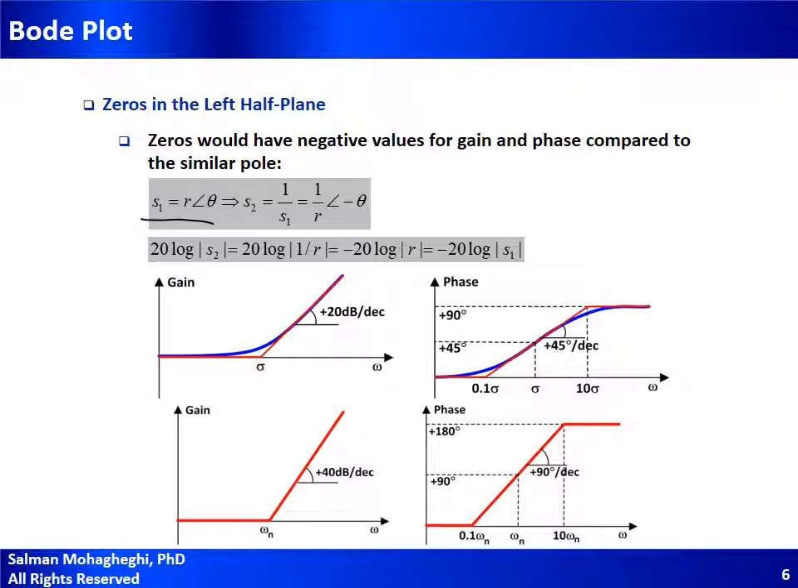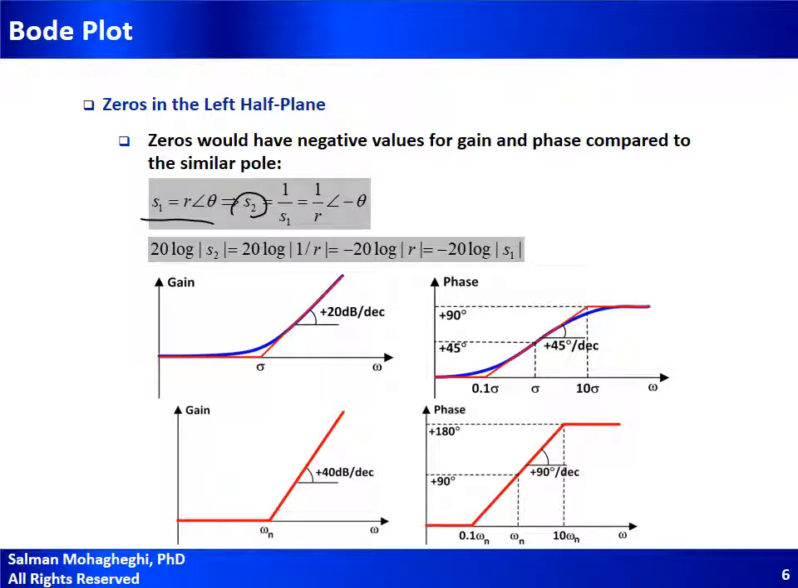Now, what would happen if this sigma would be a 0 and not a pole? If it would be a 0, that means instead of having a j omega plus sigma in the denominator, I would have a j omega plus sigma in the numerator. So I would be looking into a different complex value. Here I call it S2, which would essentially be the inverse of S1. Inverse of r with angle theta is going to be a complex value itself. However, the magnitude is going to be the inverse of the magnitude of S1, 1 over r, and the angle is going to be the negative of the angle of S1, in this case, negative theta.